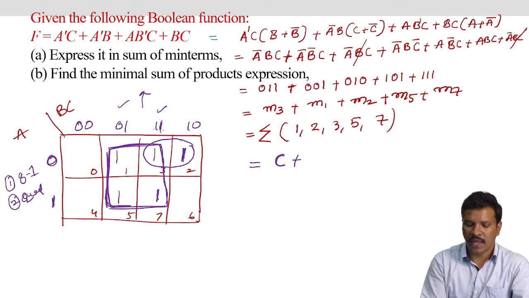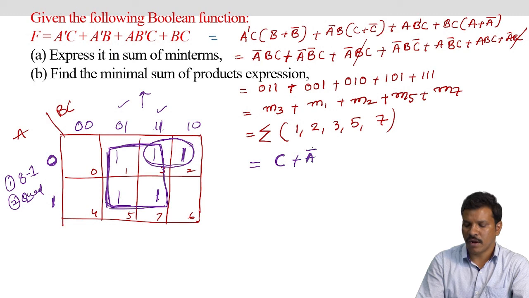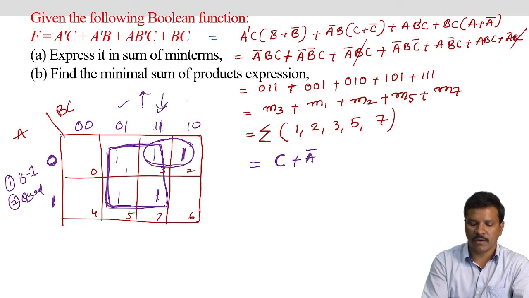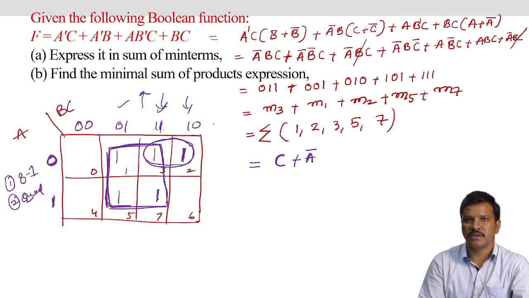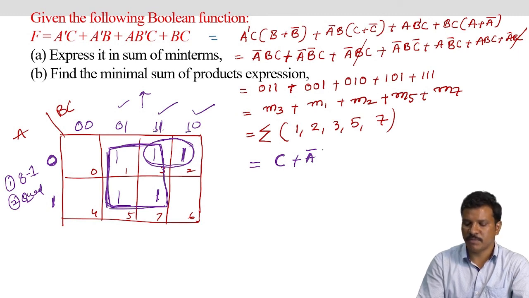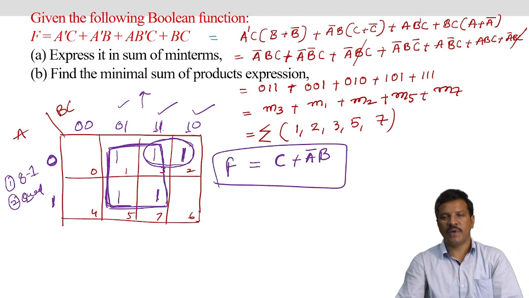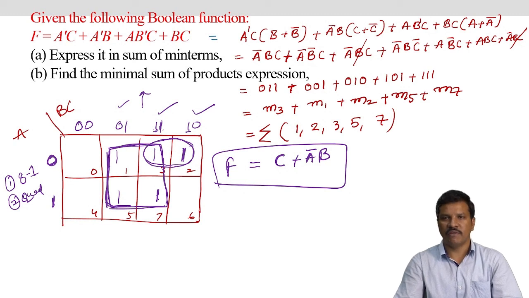And then the pair. It covers only one horizontal line, 0, so consider that 0 as A bar. What is the common term in these two boxes, 11 and 10, this one and this one? Here 1 is the common term, and 1 means B. So A bar B. The minimized Boolean function is C plus A bar B.